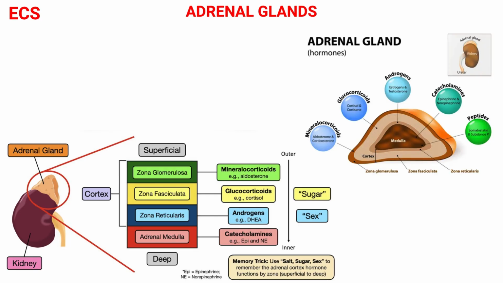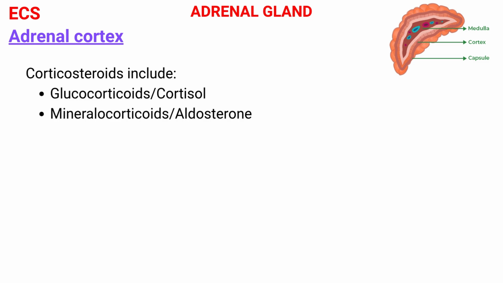The outermost layer, zona glomerulosa, secretes the mineralocorticoids. The middle layer, zona fasciculata, produces the glucocorticoids. The innermost layer, zona reticularis, is also involved in the production of glucocorticoids but also produces small amounts of adrenal sex hormones, the gonadocorticoids. So corticosteroids are glucocorticoids or cortisol, and mineralocorticoids or aldosterone.